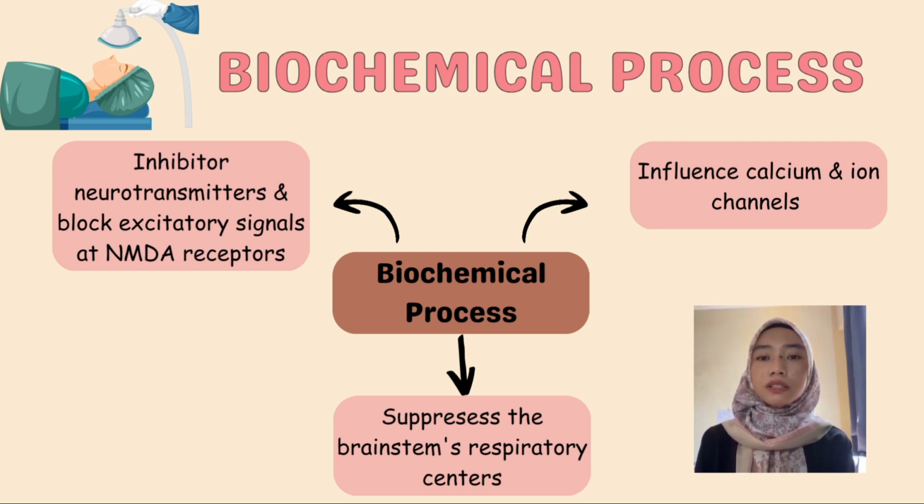In the cardiovascular system, anesthetics influence calcium and ion channels, reducing heart muscle contraction and relaxing blood vessels. This lowers blood pressure and cardiac output. In the respiratory system, anesthesia suppresses the brainstem's respiratory centers, reducing the drive to breathe. It also relaxes airway muscles, increasing the need for airway management or mechanical ventilation. These processes can impair gas exchange, sometimes leading to low oxygen levels.